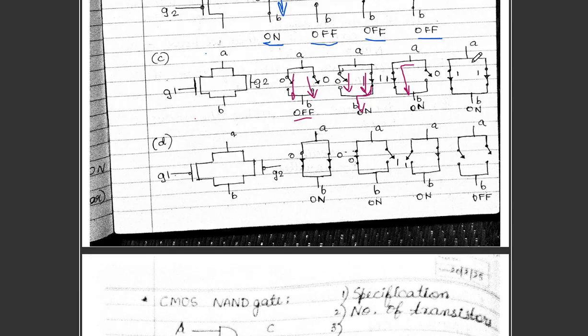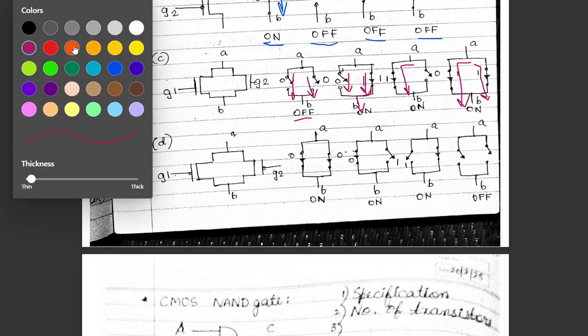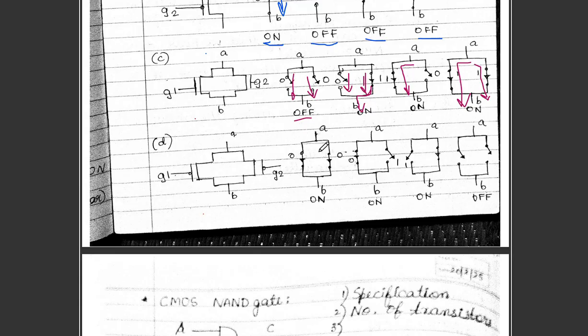Next is A equal to 1 and B equal to 1, where the transistor is in on state as current flows from terminal A to B. So the next condition is when two PMOS are connected in parallel.